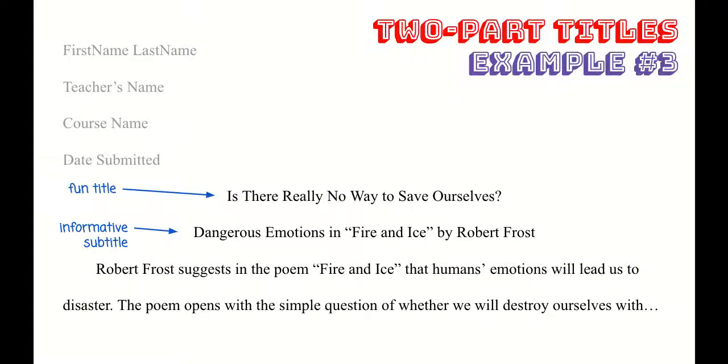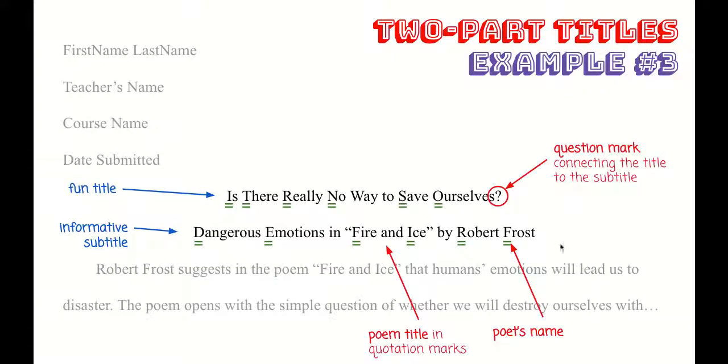And then my informative subtitle, I used "Dangerous Emotions in "Fire and Ice" by Robert Frost," right? So since Robert Frost is suggesting that human emotions will lead us to disaster, I thought it made sense to call them Dangerous Emotions, and I've named the title and the poet there. And there's my final markup for the question mark, poem title with quotation marks, poet's name, and my title case. All right. So that is a good strategy for coming up with titles for your writing, and good luck creating your own engaging titles for your work.